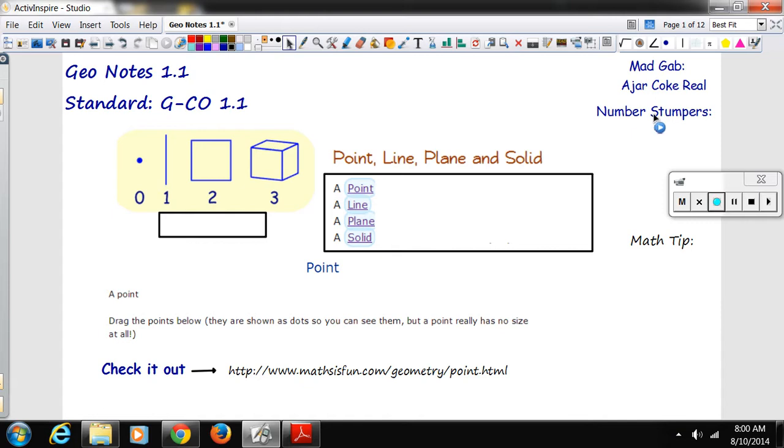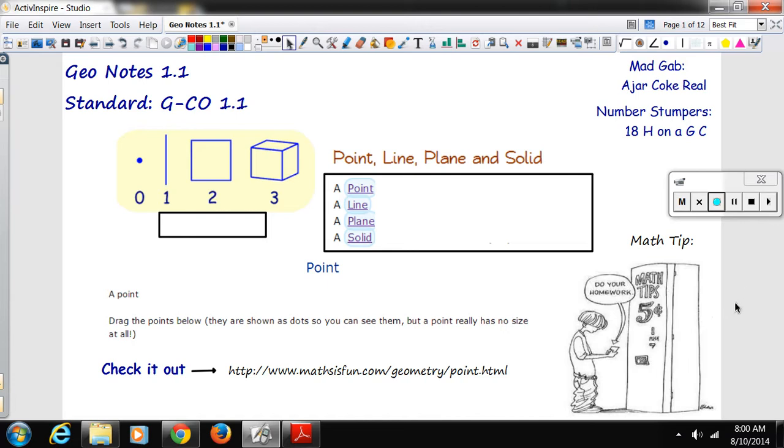And then there's a Number Stumper, which has a number in it: 18, H on a GC. You have to figure out what the H, the G, and the C stand for with the 18, because these are all real world numbers. And this is just for fun. Here's a little math tip for the day, a little cartoon that I saw.